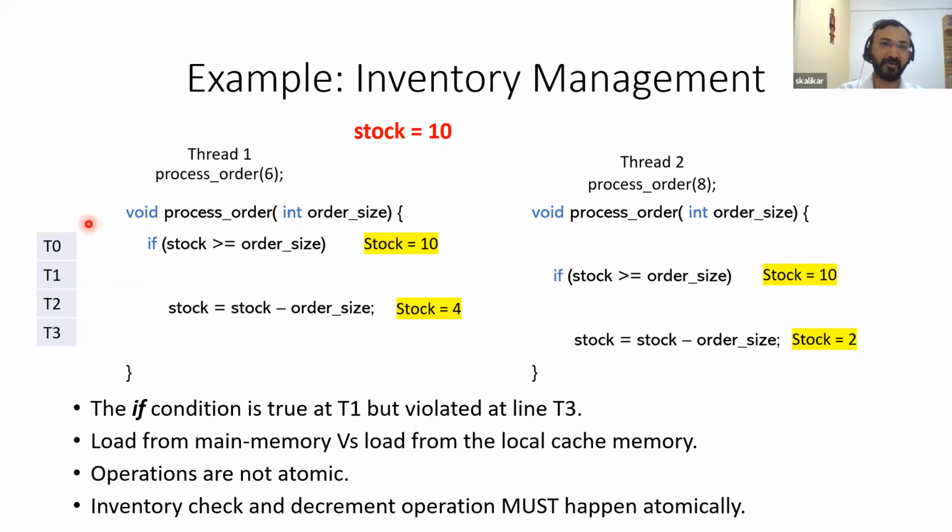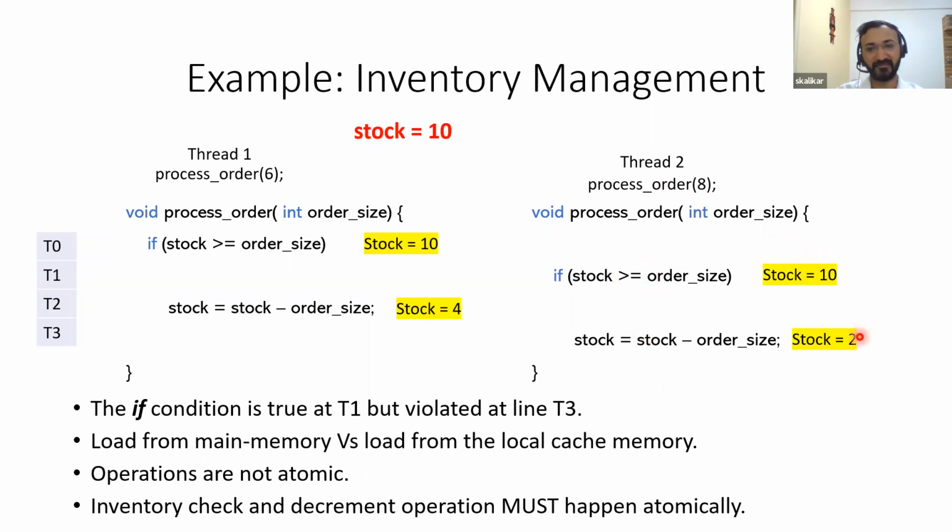So if you want to enlist all the issues in this program, the very first thing is the if condition is true at time T0 for thread 2, but it got violated at timeline T3. So at T0, what happened? This thread checked the condition is true. So for this thread, there is no mistake in the logic. It is checking, and if it is greater, I am fine to buy.